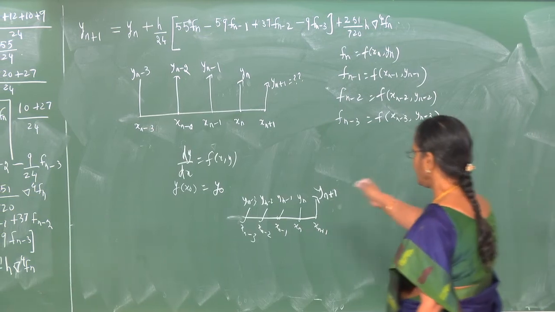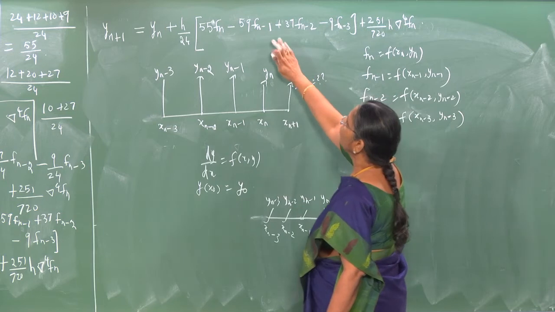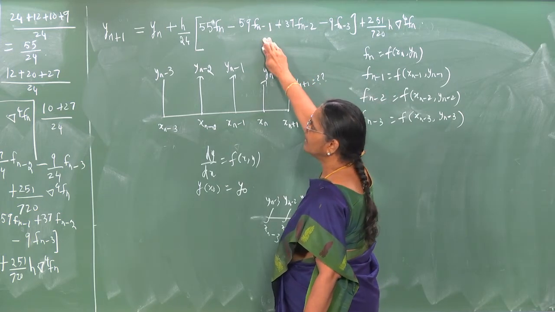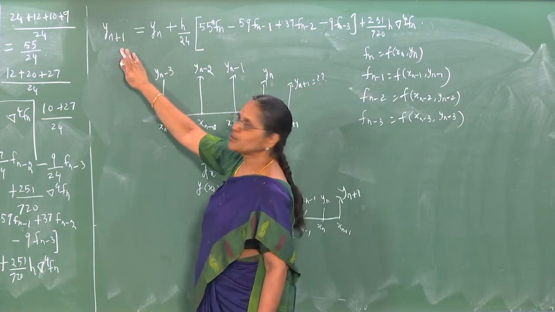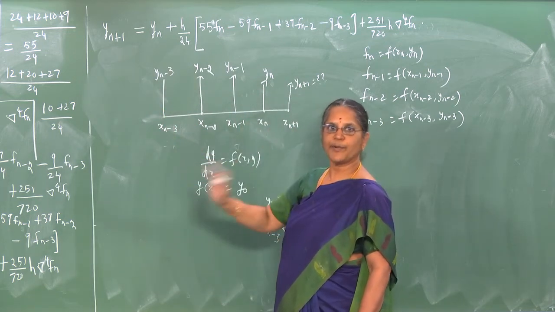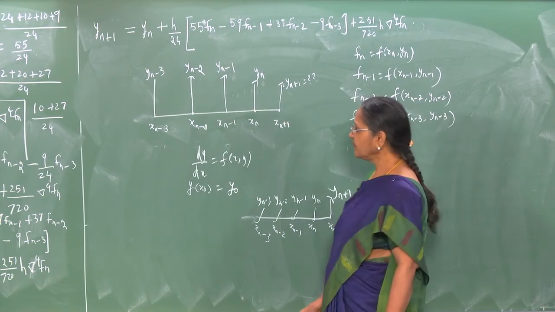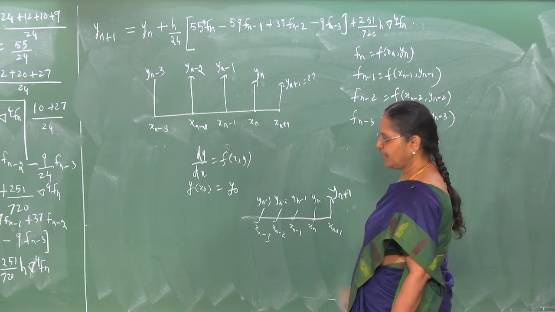And using those information at the previous points, you can use this method and compute what yn plus 1 is, which is the value of y at xn plus 1, and it is an approximation to the value of y at xn plus 1. So, it is a multi-step method.